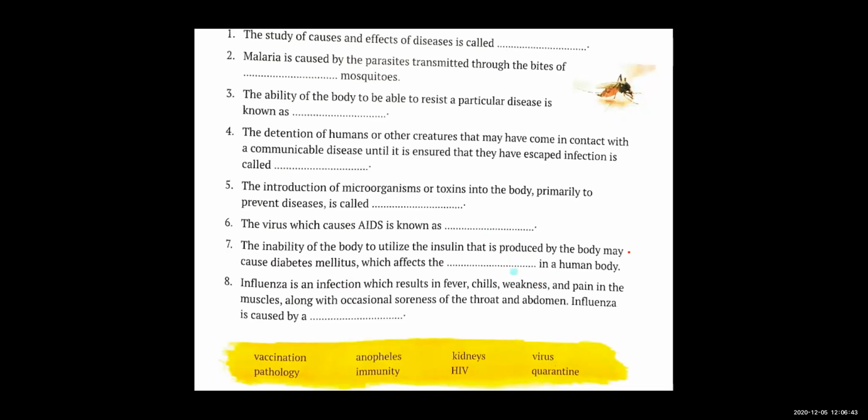Let's move to the last fill-up, which says that influenza is an infection which results in fever, chills, weakness, and pain in the muscles, along with occasional soreness of the throat and abdomen. Influenza is caused by a virus. So the answer to the last fill-up, the eighth, is virus. So children, with this, we end our class here.